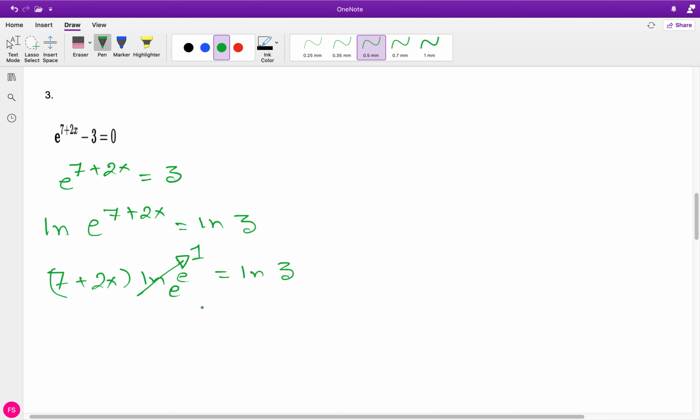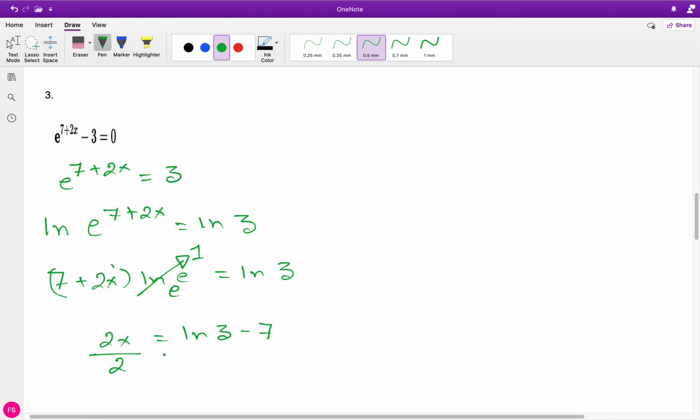I don't know what ln of 3 is, but you can find it in the calculator. So now this side, I want to make x the subject because you want to solve for x. This will give us 2x equals ln of 3 minus 7. I moved the 7 to the other side, it's positive. So when you move it to the other side, it becomes negative.